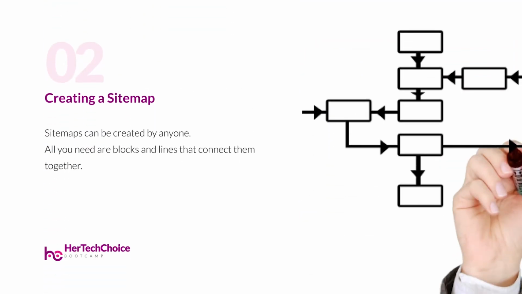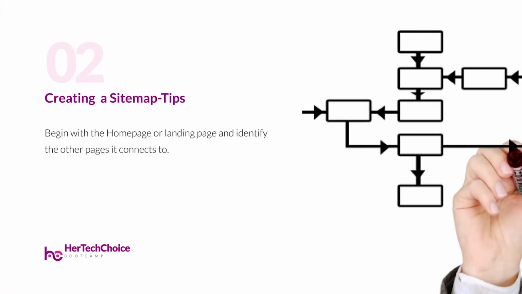So now we'll go into creating a sitemap. Sitemaps can be created by literally anyone. All you need are blocks and lines that connect them, like you can see on the right. Then I'll give tips on creating a sitemap. The first tip is you have to begin with the home page or a landing page and identify other pages it connects to.